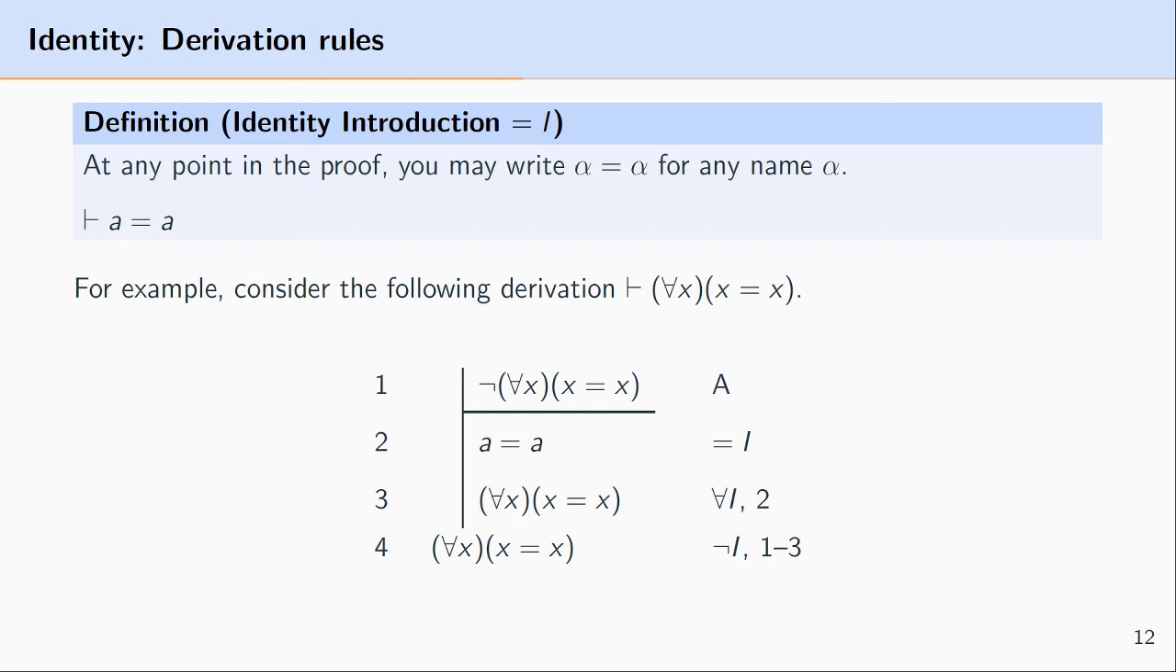The example is that we have a derivation of for all x, x equals x. At line 1, we have an assumption. At line 2, we are using this identity introduction rule, which says that we could write a equals a. We could have written b equals b, c equals c, anything we want, provided it's one name identical to the same name. And then the rest of the proof is as follows, but this is important. What's important here is that at any point in the proof, we can simply write A equals A, or B equals B, or C equals C.